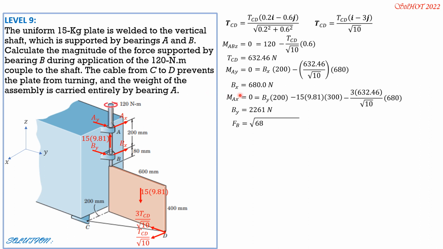So finally we can solve for the force at B. Square root of 680 squared plus 2261 squared. BZ is 0 of course because it is mentioned the entire weight is carried by bearing A, and it is free to slide also here. So FB is 2361 newtons. There's no BZ reaction because it is already mentioned that the entire weight is carried by bearing A. So bearing B will no longer carry a portion of the weight of the system.